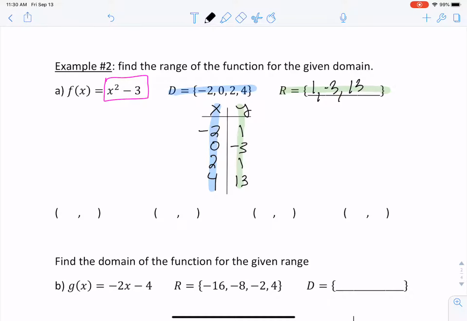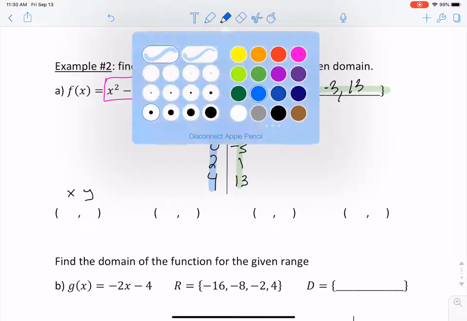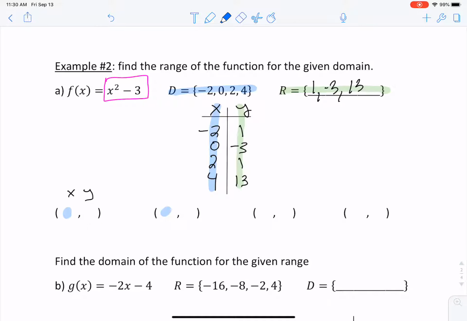These x and y values can be written as ordered pairs, x comma y. So our x values are always going to be the first one we write, and our y values will be the second number that we write. So looking at our table, when x is -2, we get 1, then 0, -3, 2, 1, and 4, 13.